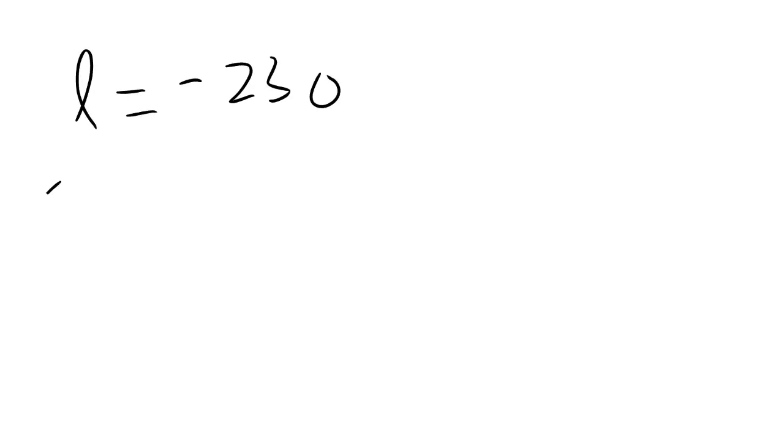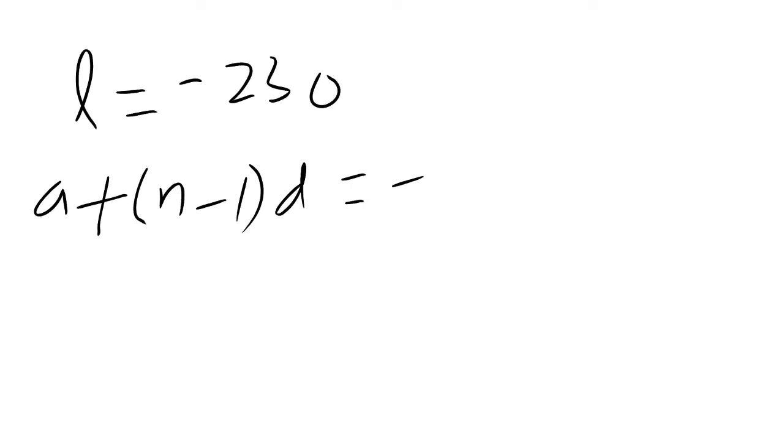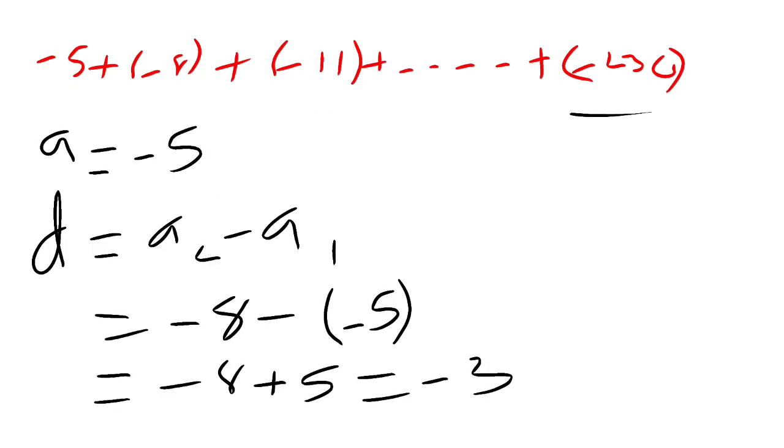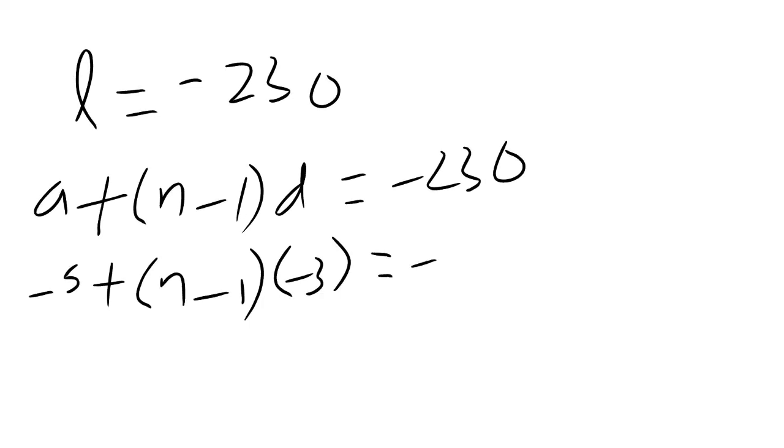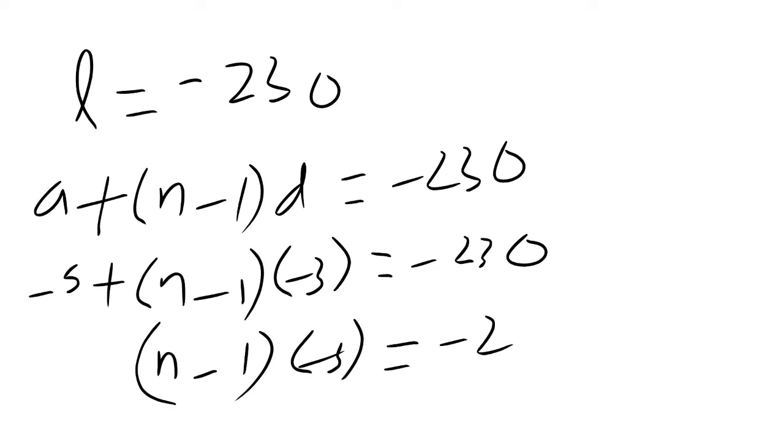So the L formula is a plus n minus 1 into d, equal to minus 230. Here the a value is minus 5 and the d value is minus 3. So minus 5 plus n minus 1 into minus 3 equals minus 230. So n minus 1 into minus 3 equals minus 230 plus 5, because the minus 5 is transposed to the RHS side.